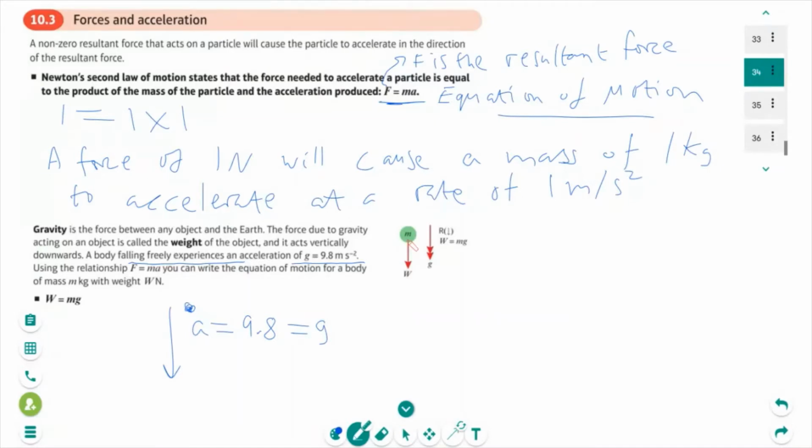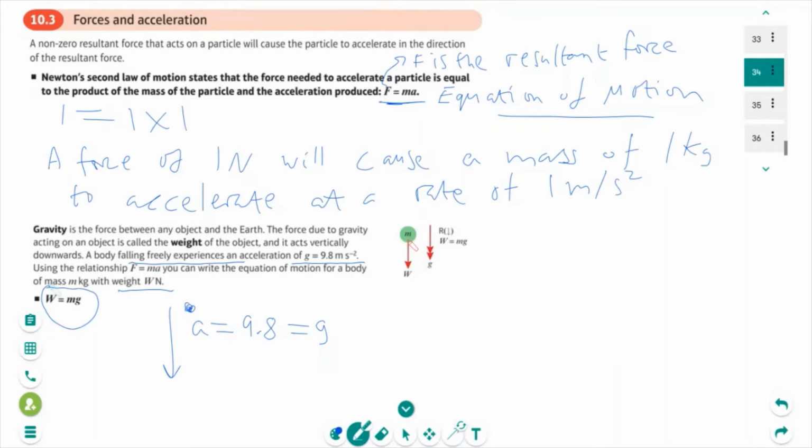Okay, so when you multiply an object's mass by g, you get the weight. The weight of an object is different to the mass. To work out the weight of an object, you calculate the mass multiplied by g. That's how you do it.